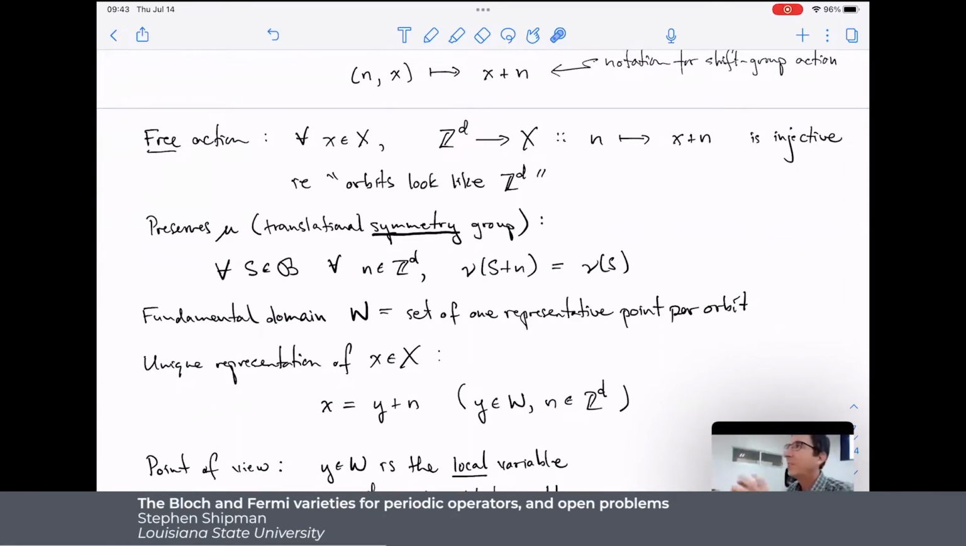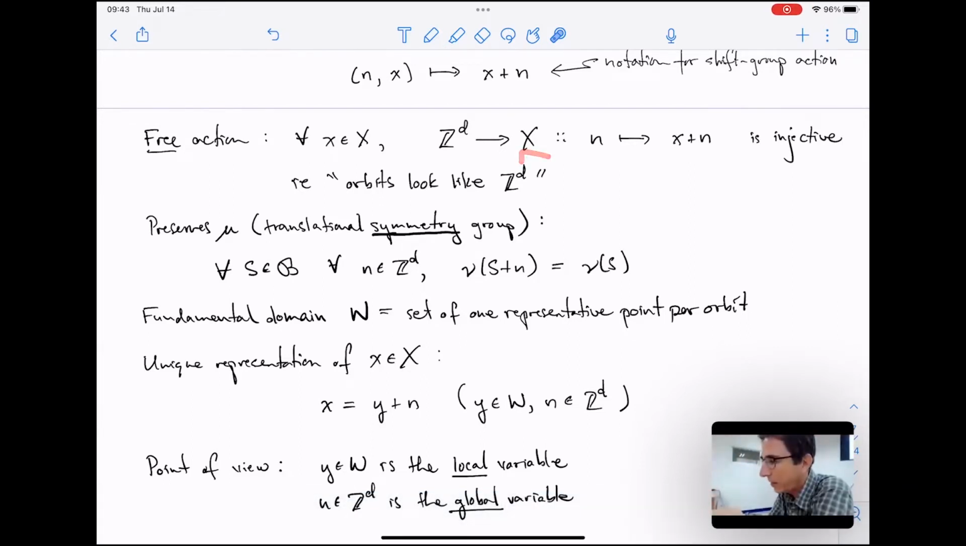Okay, and that's free action. So every shift gives you a different point inside of this underlying space X. And I said here, in other words, orbits just look like Z^d. An orbit is just all of the points you get starting at a certain point by doing all of the shifts. That's the orbit. It's not orbit like going in a circle. That's a little confusing with the English word orbit. The orbit doesn't come back. Okay, that's what it is.